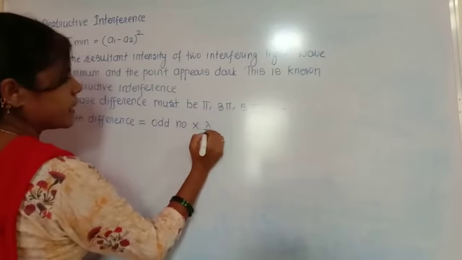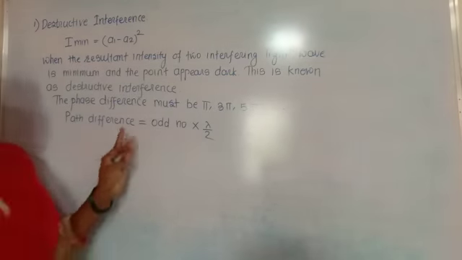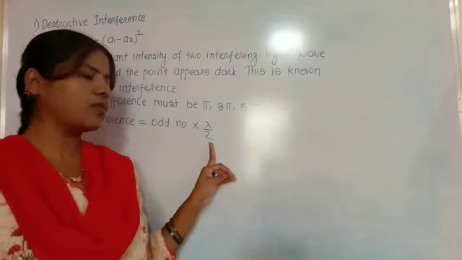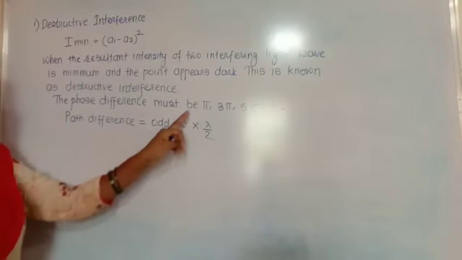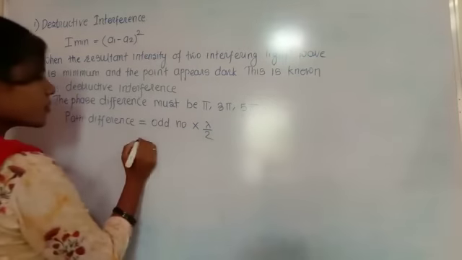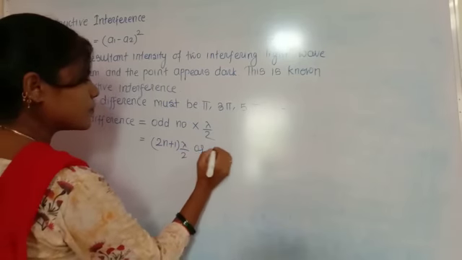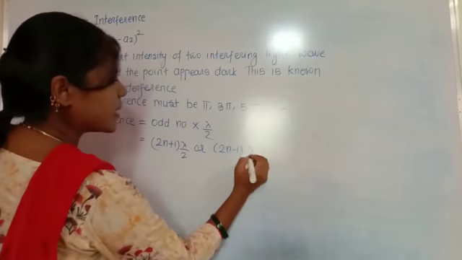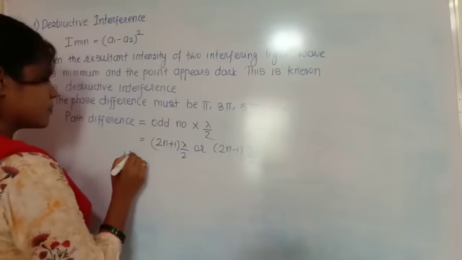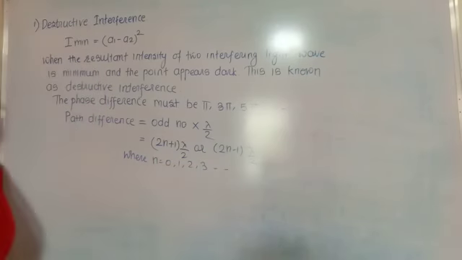and multiplied by pi by 2. We know that a phase difference of 2 pi gives lambda, but here only pi, that means lambda by 2 wavelength, so that's why we take lambda by 2, and this is the odd number. So for the odd number we can write (2n plus 1) lambda by 2 or (2n minus 1) lambda by 2. So this is the path difference, where n is equal to 0, 1, 2, 3 up to n number.